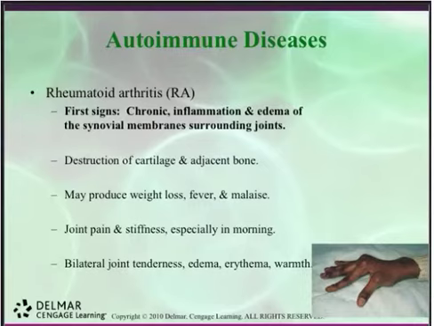It can produce weight loss, fever, and malaise. Malaise is defined as basically a lack of energy. You also see joint pain and stiffness, especially in the morning, and bilateral joint tenderness, edema, erythema, and warmth. Let's go through each of those. Bilateral joint tenderness means that we have joint tenderness on both sides of the body, the right and the left. Edema, as we all know, is swelling. Erythema is redness around the joint, and warmth.